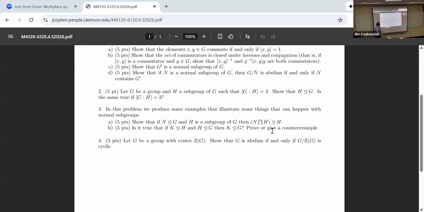And the final question is, suppose you have a group G, center ZG, that remember this is the set of everything that commutes with everything in the group. It's at least the identity. Show that G is abelian if and only if G mod the center of G, which again I'll define today, is cyclic. Okay, any questions on that so far?